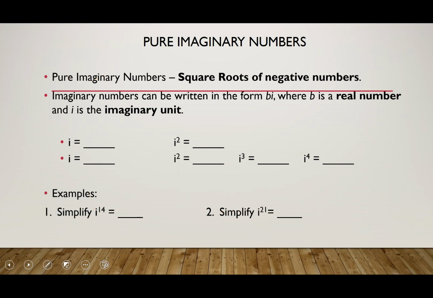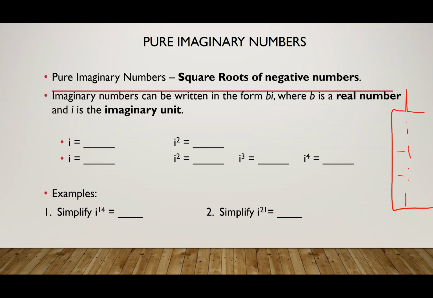So i to the 14th power, here's a trick to help you out, because sometimes you're going to have i to something ridiculously large, like i to the 79th power. But here we have relatively small ones, i to the 14th, i to the 21st. Here's a simple way to quickly identify which part of the pattern it's going to fall under. Will it fall under the first part, which is just i, the second part, which is negative 1, the third part, which is negative i, or the fourth part, which is positive 1?